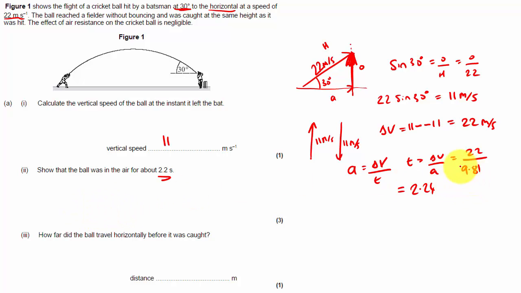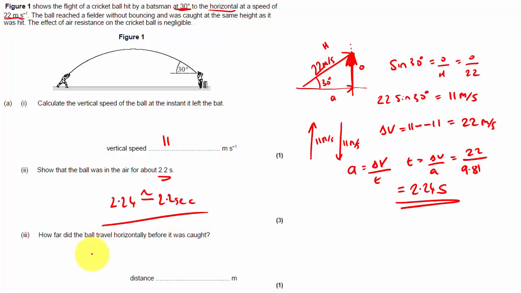So basically, this is the working I would need to show, and yes, it shows that they are approximately the same, so I'm happy with that. I might even write that 2.24 is approximately, or basically, 2.2 seconds. It's just rounded off. So that is fine.